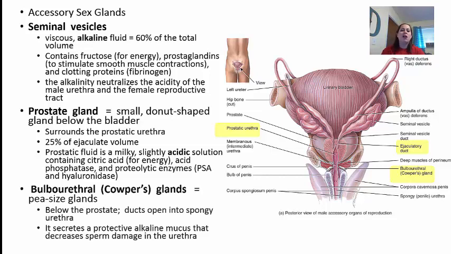The last one's called the bulbourethral or Cowper's gland. This is a pea-sized gland, so it's small. It's below the prostate, and its duct opens into the spongy urethra.